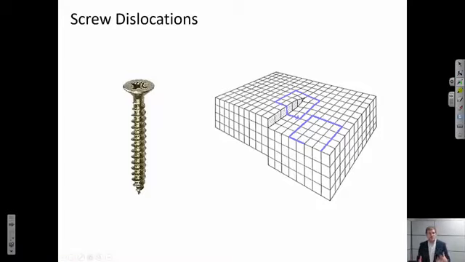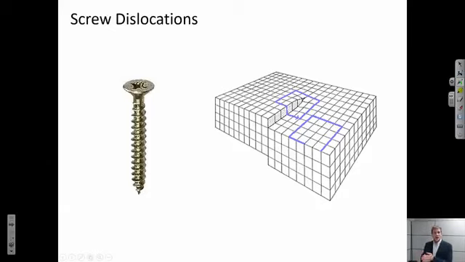Howdy! The purpose of this video is to describe one principal kind of linear defect, and that is a screw dislocation. Now, there are two kinds of linear defects that we've talked about so far, edge dislocations and screw dislocations. Edge dislocations occur when you have an extra half a plane of atoms in the lattice. Screw dislocation is very different.